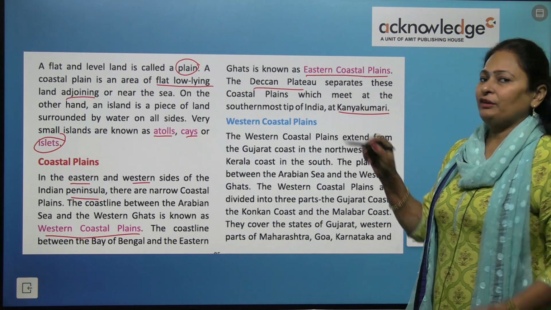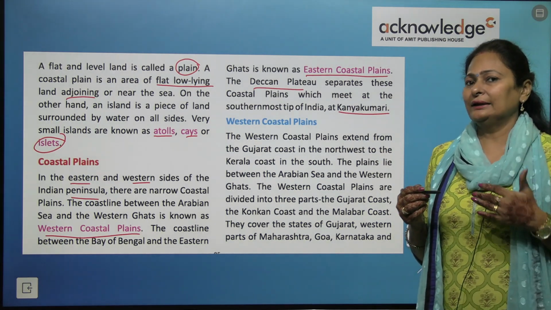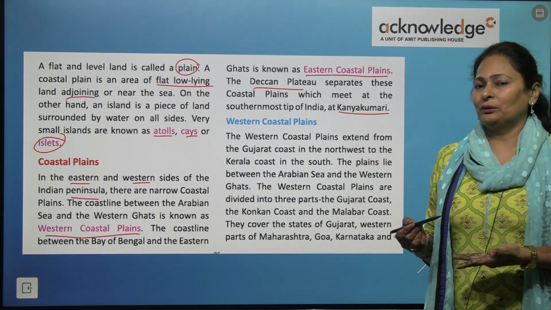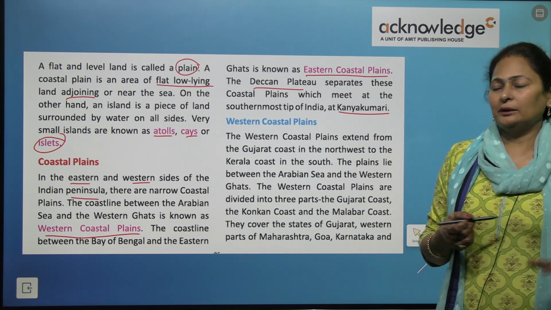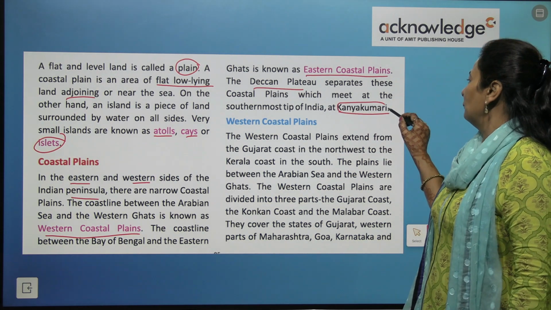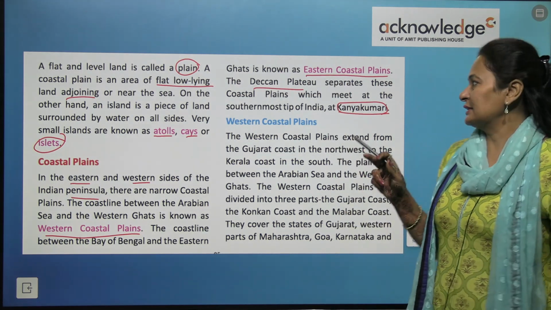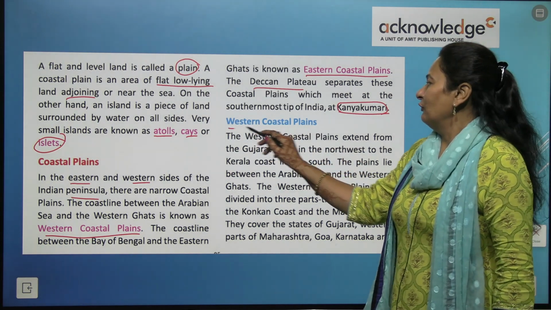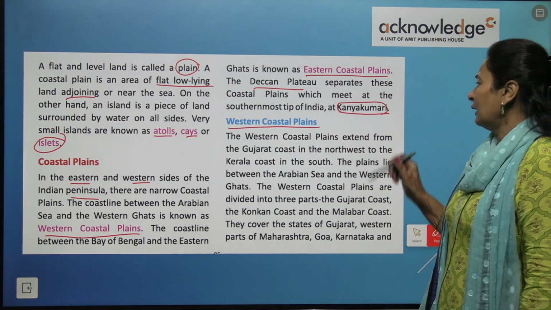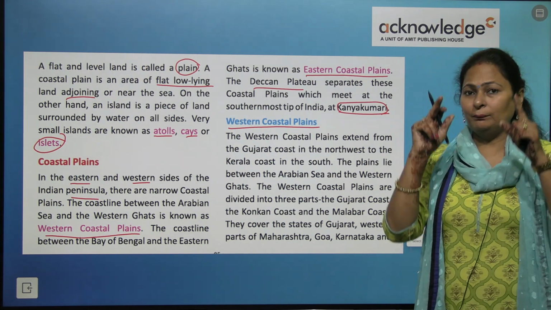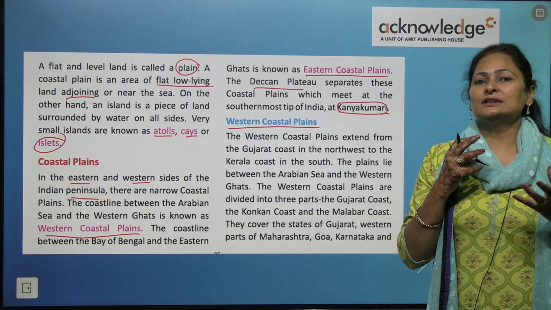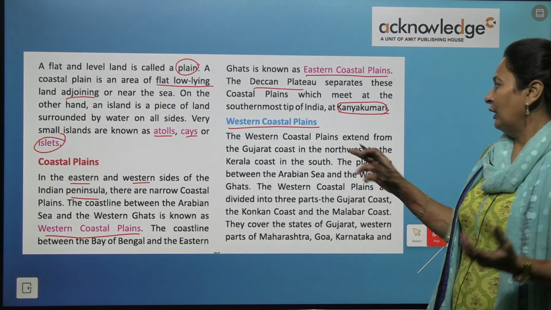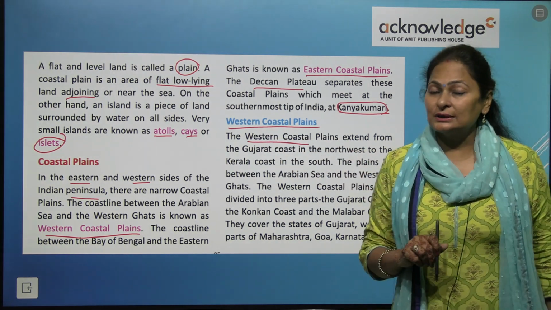We have learned about the plateaus, the Central Highland and the Deccan Plateau. The Narmada River divides them: the upper portion is the Central Highland and the southern portion is called the Deccan Plateau. The Eastern Ghats and Western Ghats meet at the southernmost tip of India, right? So, the Western Coastal Plains extend from Gujarat. Our coastline covers about 9 states, kids, and out of 9, 5 are in the Western Coastal Plains.